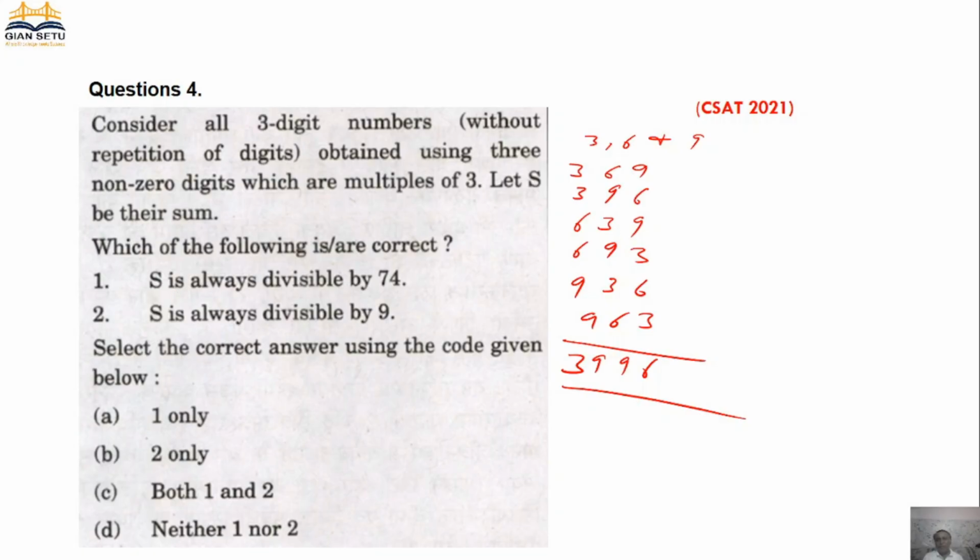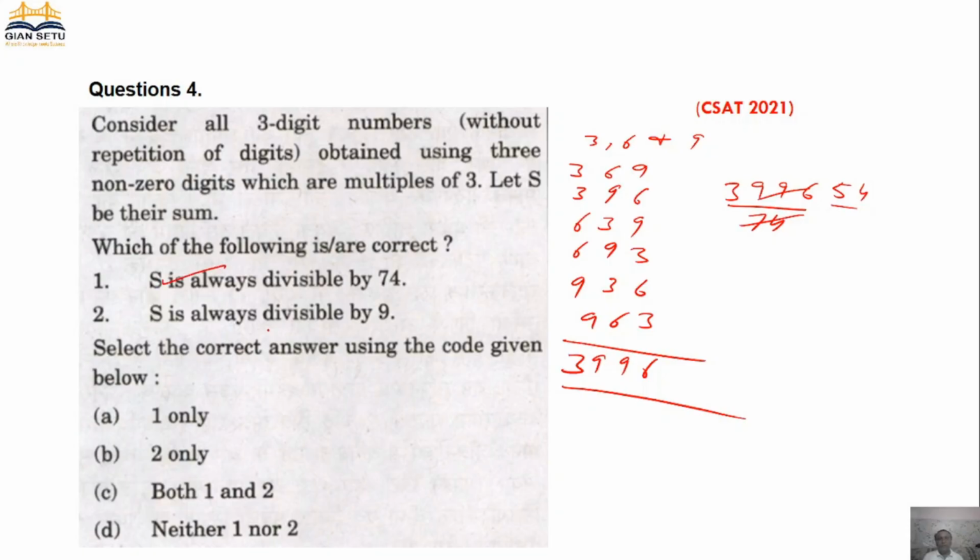S is always divisible by 74. Now if we divide this number by 74, we get 54 above. So this number is completely divisible by 74. So statement 1 is correct.